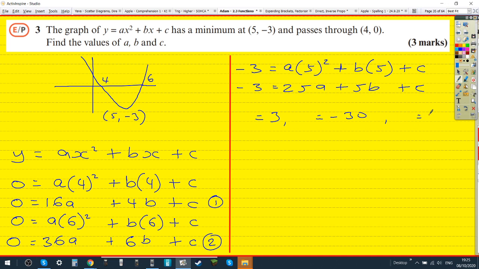What was it, sorry? Z will be 72. And we don't have x, y, and z. What do we have? A, B, and C. So what's the equation of this curve? Y equals 3x squared minus 30x plus 72. That's it.